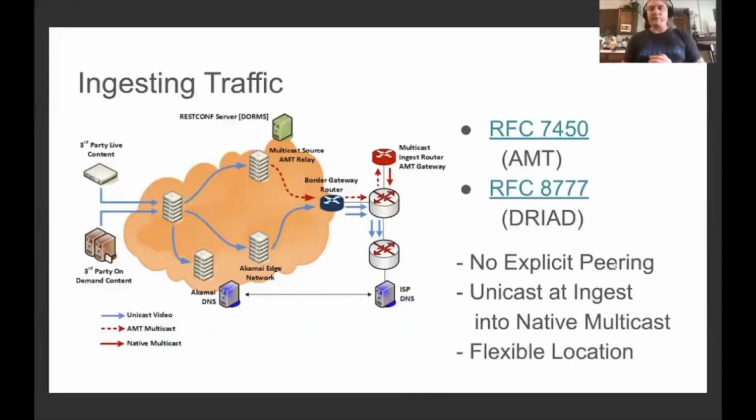And what this buys you is that you don't have any explicit peering, but you can do a provider-neutral ingest of arbitrary UDP traffic. And it also means that the location, both for the AMT relay and for the AMT gateway that does the ingest, can be flexible according to where it makes sense within your network and where it makes sense for the provider of the traffic to run those tunnels.